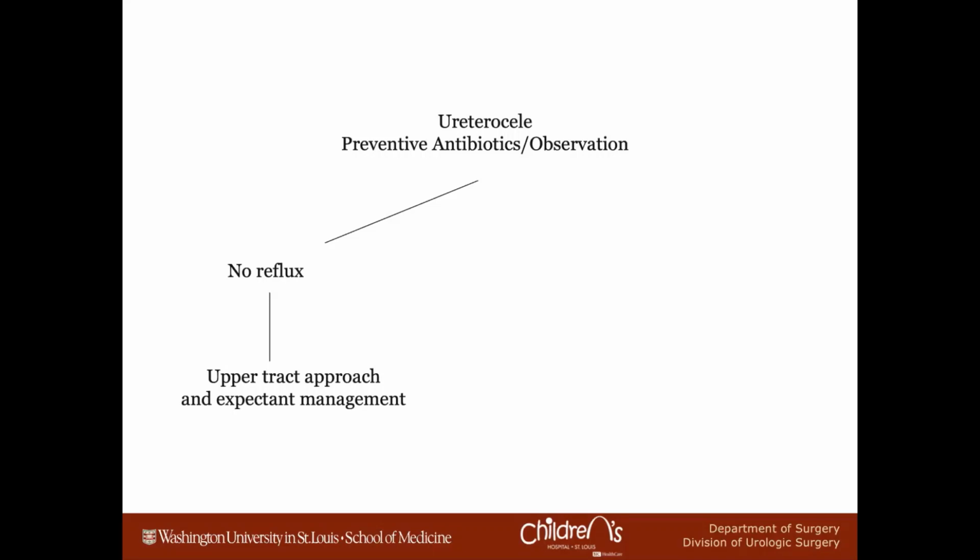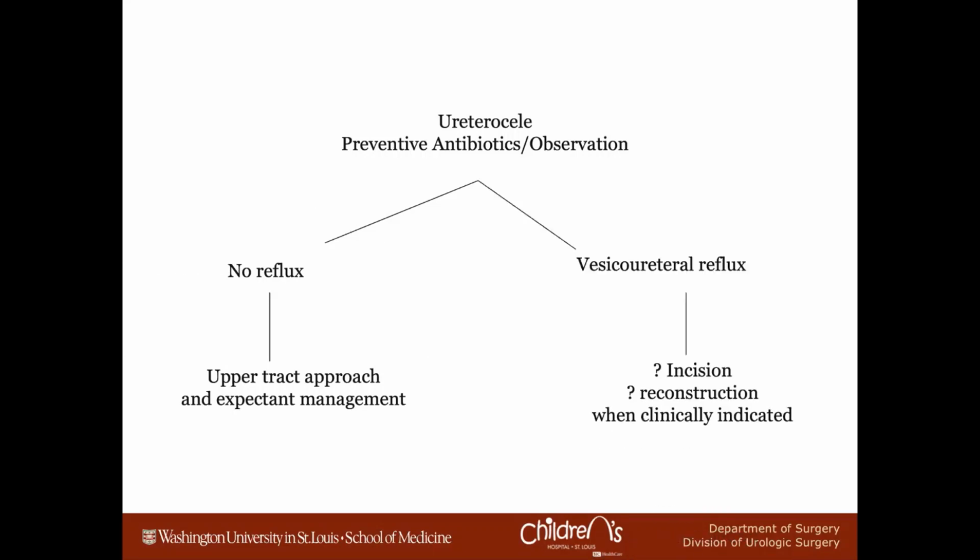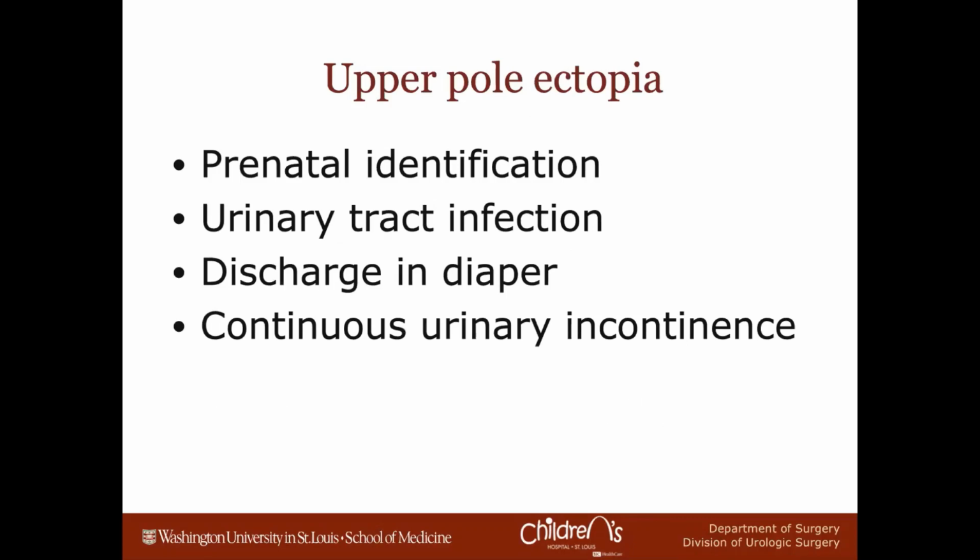Next slide. So now we're going to talk a little bit about upper pole ectopia. Just like with ureteroceles, most of these are now incidentally identified. Urinary tract infections are also a source of identification. Sometimes it's discharge in the diaper. The parents will see a greenish discharge in the diaper, so the upper pole moiety is infected.